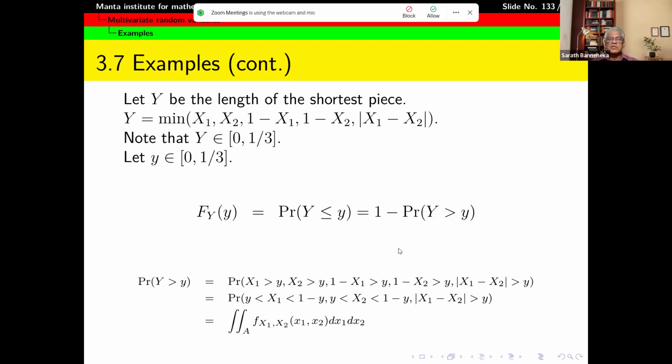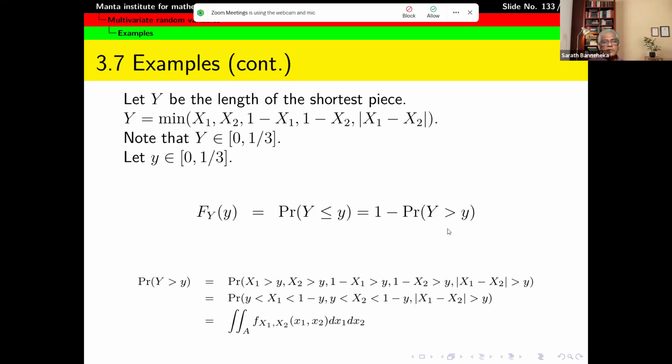It will be easier to write down this expression in terms of x1, x2. If we write it like this, it is the same as 1 minus the probability Y greater than y. Now remember, Y is the minimum of these things, the minimum of several random variables. Each of these is a different random variable. So the minimum of several random variables is greater than y if and only if each of those random variables is greater than y.